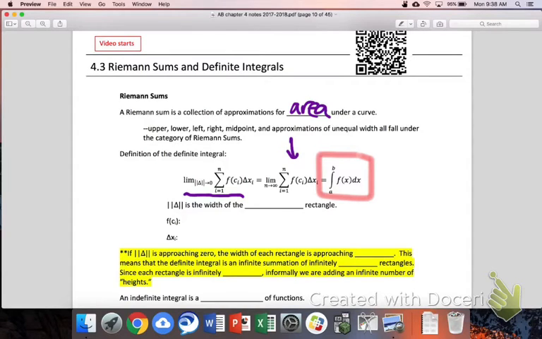That's really what a definite integral is. You're just adding up a bunch of really skinny little rectangles' areas. It's going to give you some number that represents the area of all those summed up. But that's what a definite integral is.